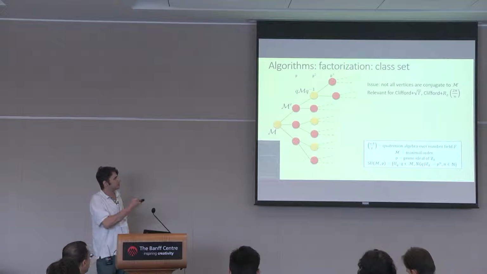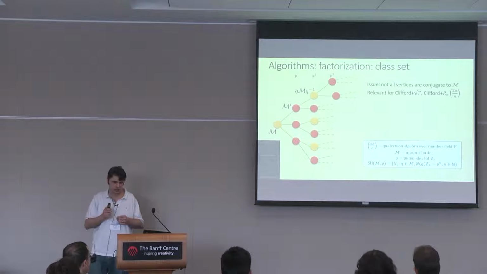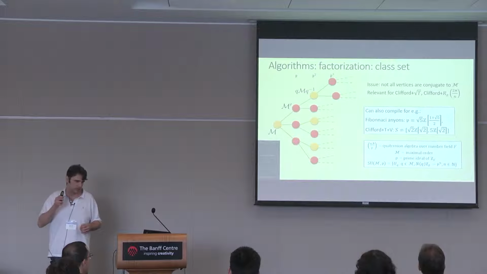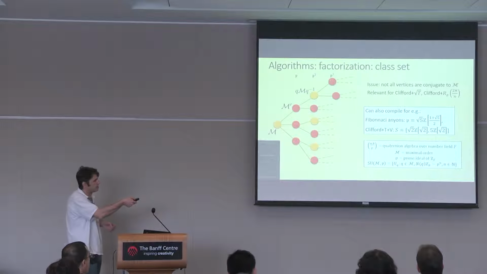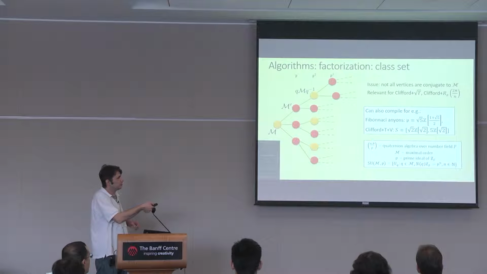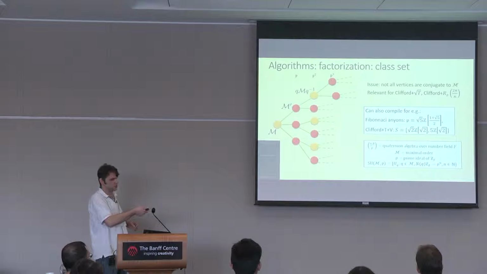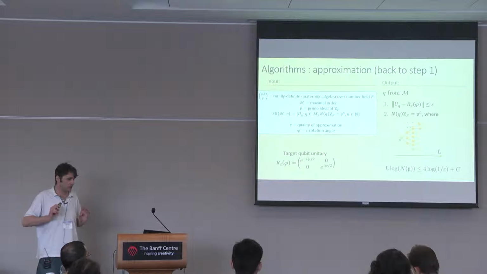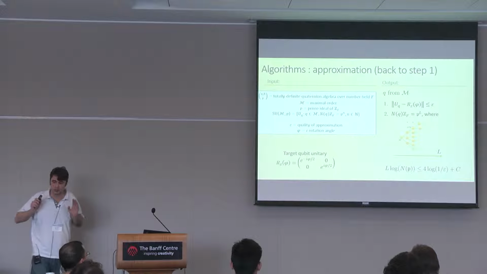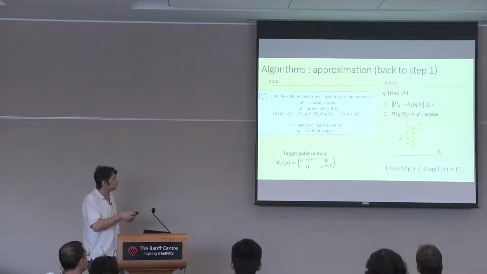And this actually happens in Clifford plus square root of T and in the Clifford plus cyclotomic gate sets. And we can also compile for gate sets such as the Fibonacci anyons and Clifford plus T plus V, which is an example where the set S has more than 1 prime. Okay, so going back to step 1, how do we do this approximation? Again, we'll just let S have 1 prime for this discussion.